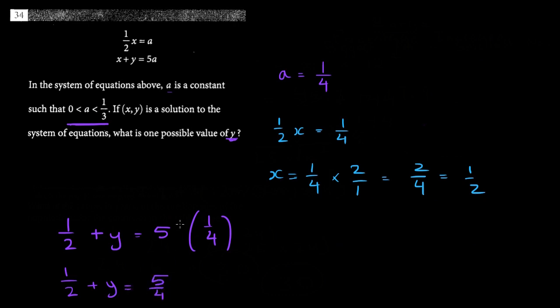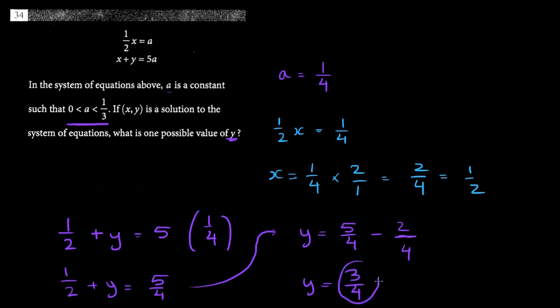Subtract both sides by 1 over 2. So y equals 5 over 4 minus 1 over 2. 1 over 2 is the same as 2 over 4, right? When I subtract fractions, I want them to have a common denominator. So y equals 3 over 4.